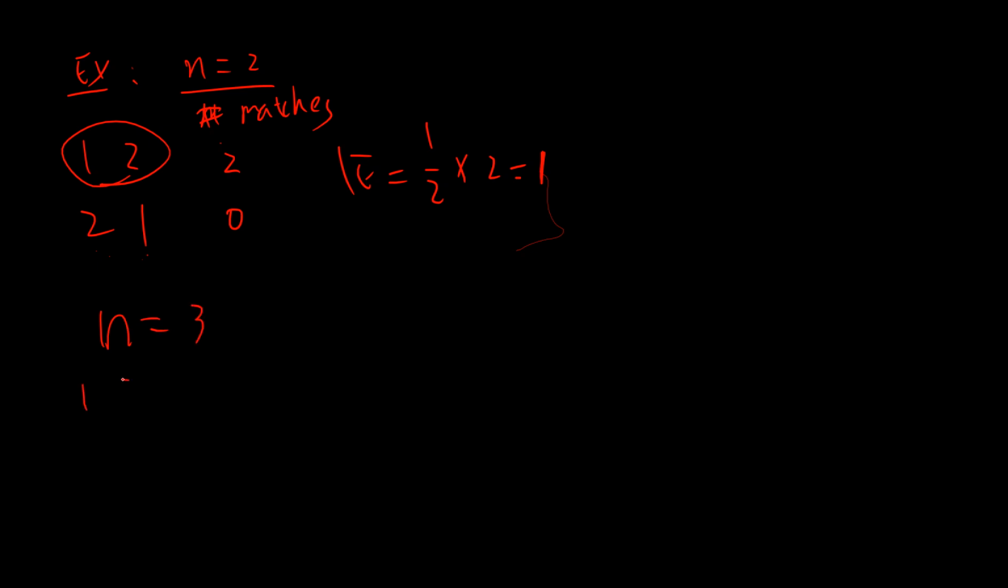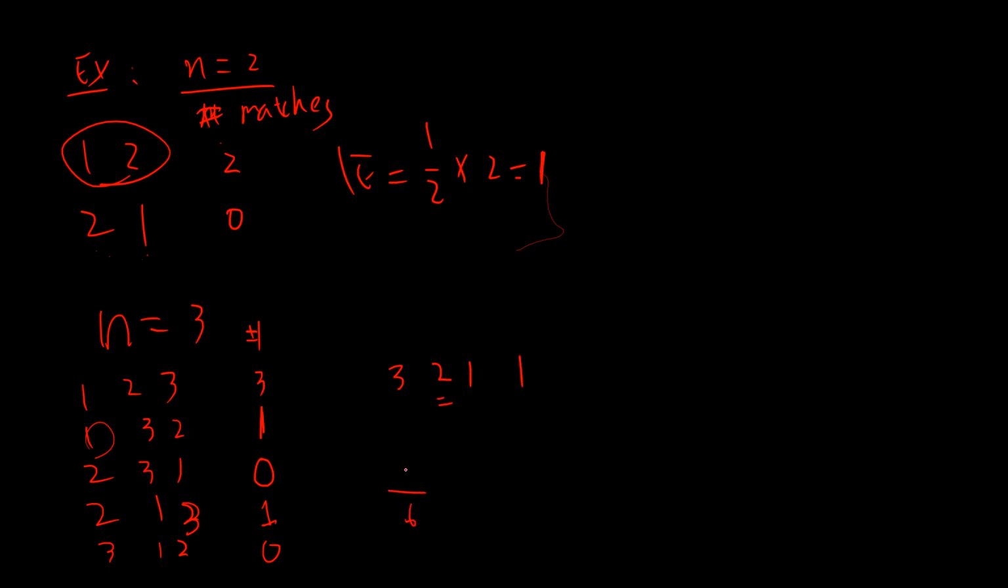So for n equals 3, we have this. Let me write it out. The number of matches for the first arrangement is 3. In the next, 1 is already matched because 1 should be at position 1, so that is 1. This is 0. This is 1. This is 0, and this is 1. So the total equals 3 plus 1 plus 1 plus 1, divided by 6, so the answer is 1.